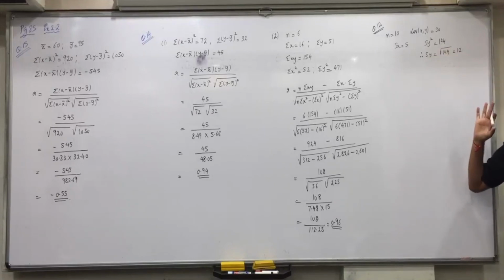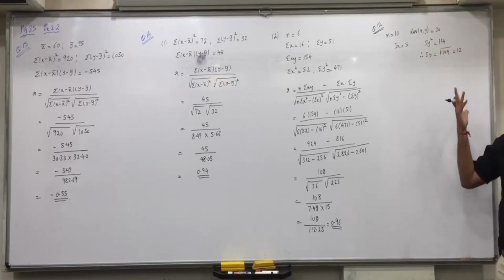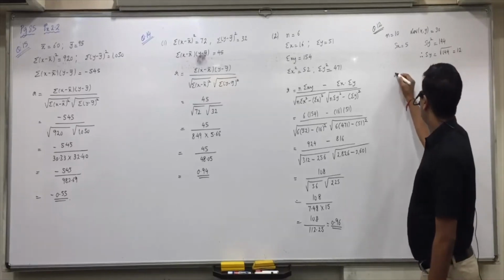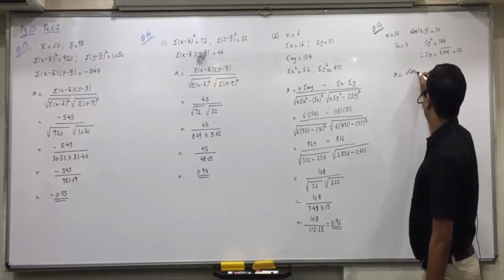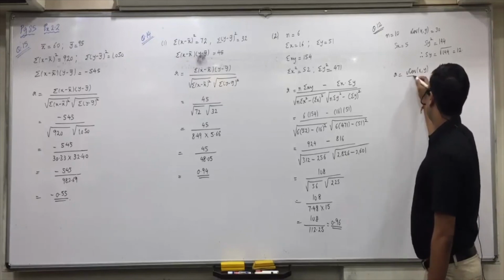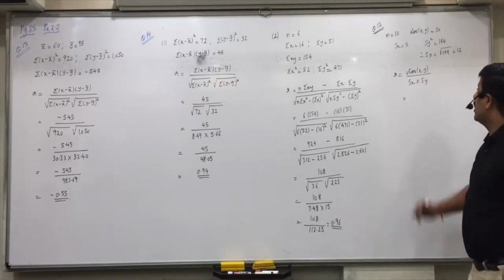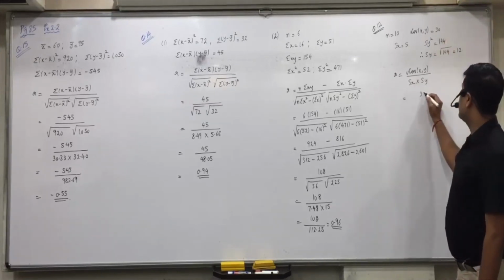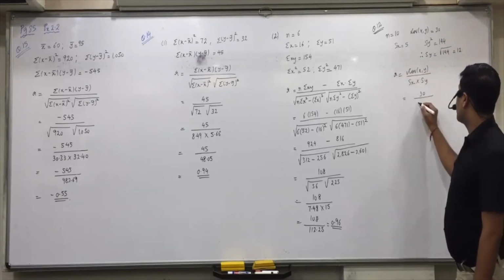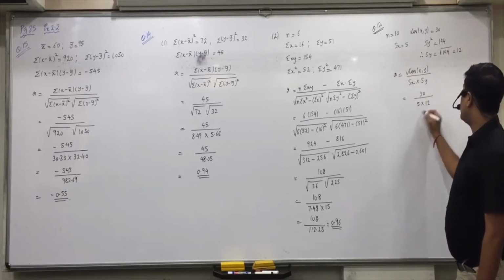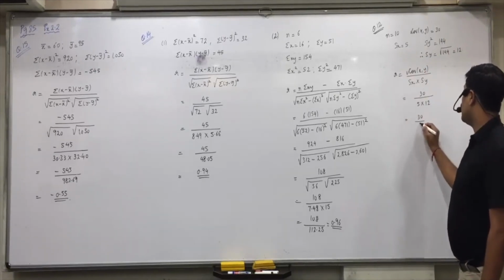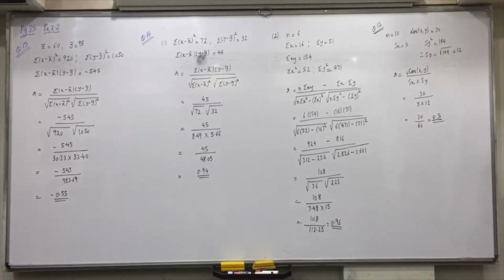Any confusions in this? Which formula? First. Covariance means first formula. So R is equal to covariance between x and y upon Sx into Sy. What is covariance between x and y? 30 upon Sx, 5, into Sy, 12. So 30 upon 60, 0.5. All of you are clear with this? So first three formulas will be used only in short questions.